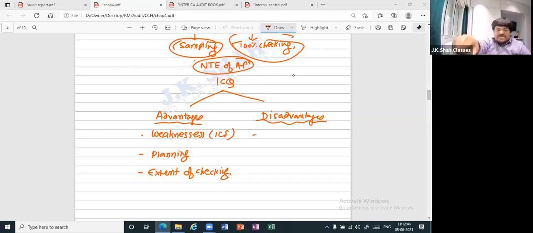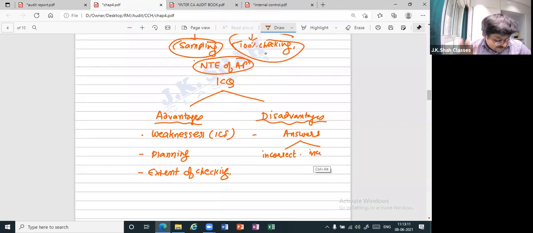Correct. False information by management. What if you are getting answers from the management, but the answers are incorrect? If the answers are incorrect, then the conclusion that you will make will be incorrect. Then the plan that you will draw is also incorrect. Then the audit also will not happen properly. So there is always a chance that you will get incorrect answers, just like I get from you most of the time.